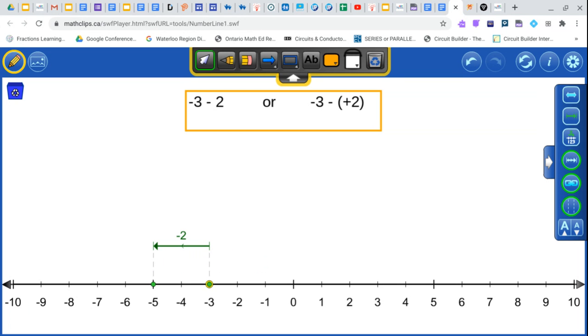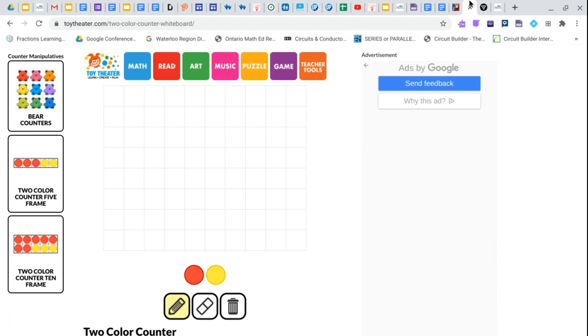Okay, makes sense. Now, what's super interesting is when you try to do this exact same question using these color counters. Again, the question is -3, and I'm supposed to be subtracting two positives. Okay.